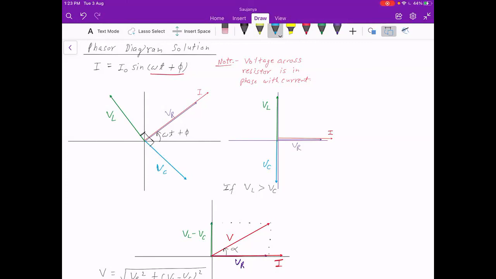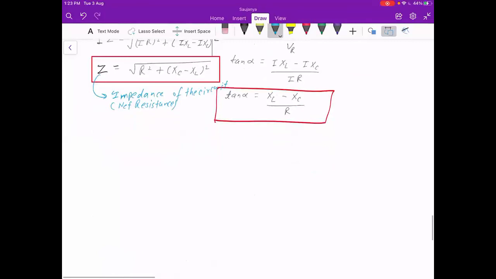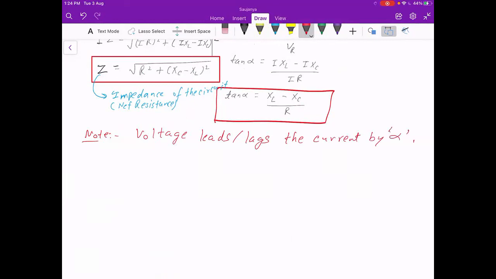Basically, you get to know the phase difference between your voltage and current from this. The voltage leads the current by alpha. Now alpha could be negative, by the way, because XC could be greater. So that's it. You can try example 7.6 now.